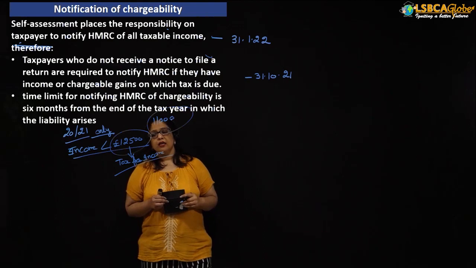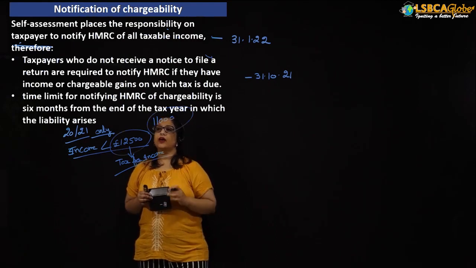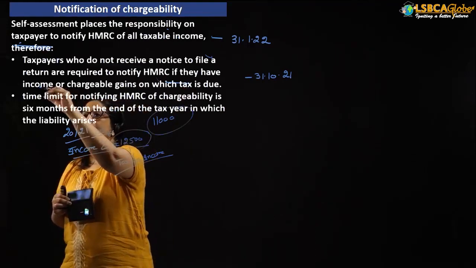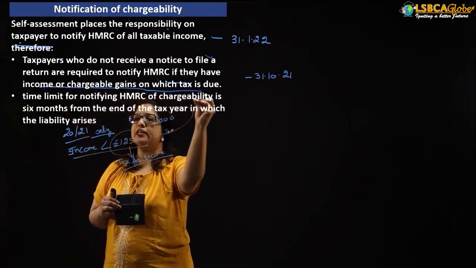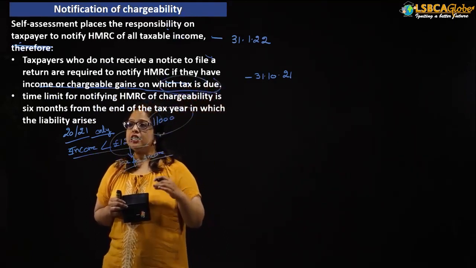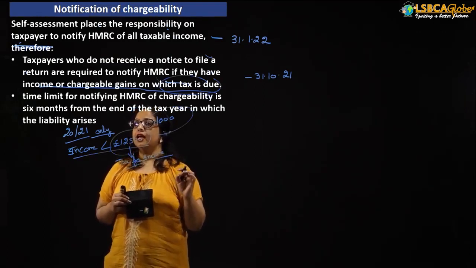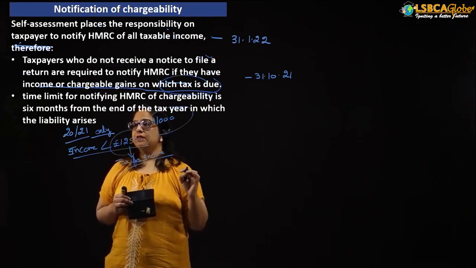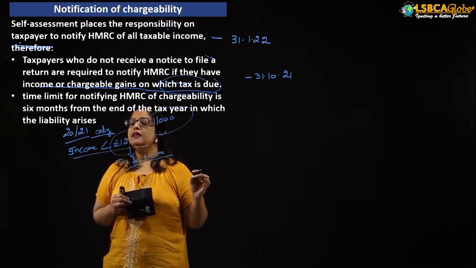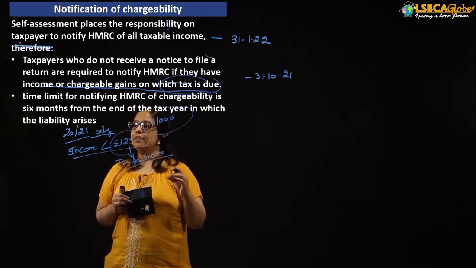Okay, so they are saying taxpayers who do not receive a notice to file a return are required to notify HMRC if they have any income or chargeable gains on which tax is due. It means if the tax is there, then there is a need to notify HMRC. Time limit for notifying HMRC is 6 months from the end of the tax year in which the liability arises.